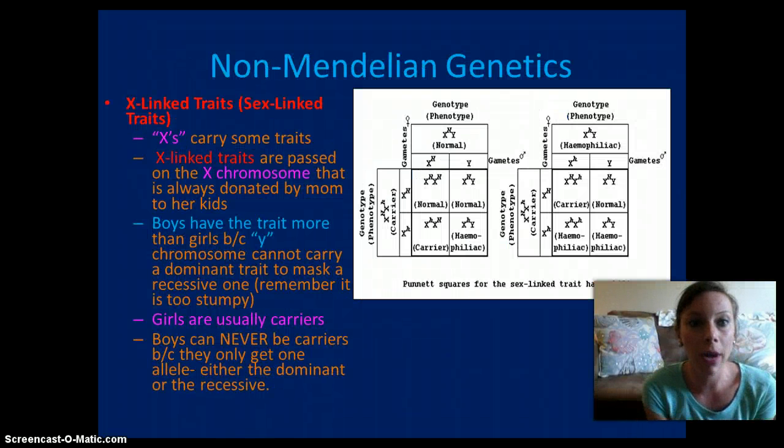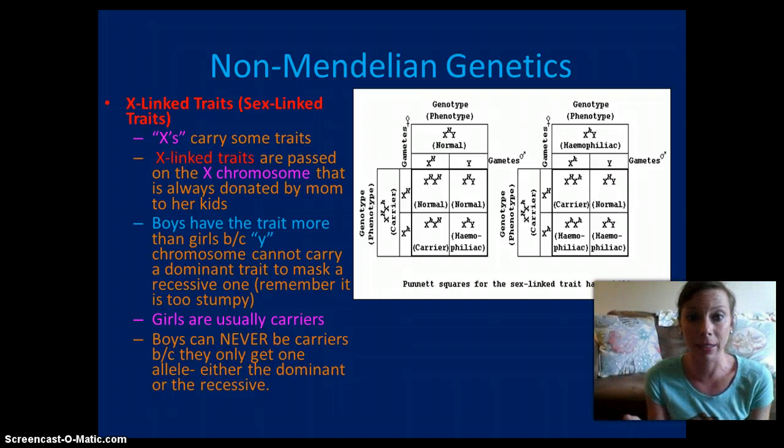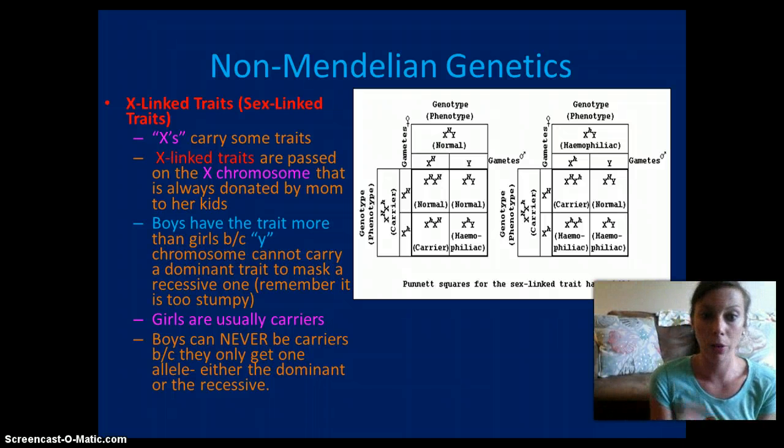So the sex-linked traits, we have traits, or a lot of times diseases, that are carried on the X chromosome, and they are passed on the X chromosome from the mother. So boys have the trait more often than girls because the Y chromosome cannot carry dominant traits to mask the recessive one, because it's a short little chromosome. So girls are usually carriers if they have the disease trait present. Boys can never be carriers because they only get one allele that is either recessive or dominant.